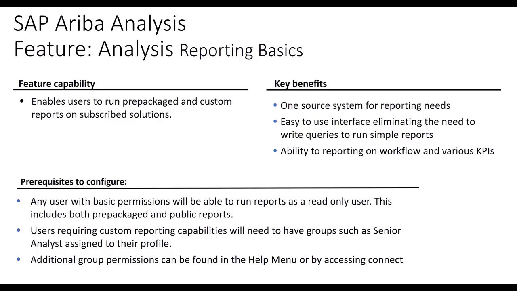The prerequisites to access the reporting would include different groups. So any user that has a basic group or basic access, for example, contract agent for contracts module, sourcing agent for sourcing, in the requisition model, purchasing user, they are automatically given very basic user access. This means that they have read-only access, or in other words, they can view reports, but they cannot create custom reports. They can run prepackaged reports, but they cannot modify them.